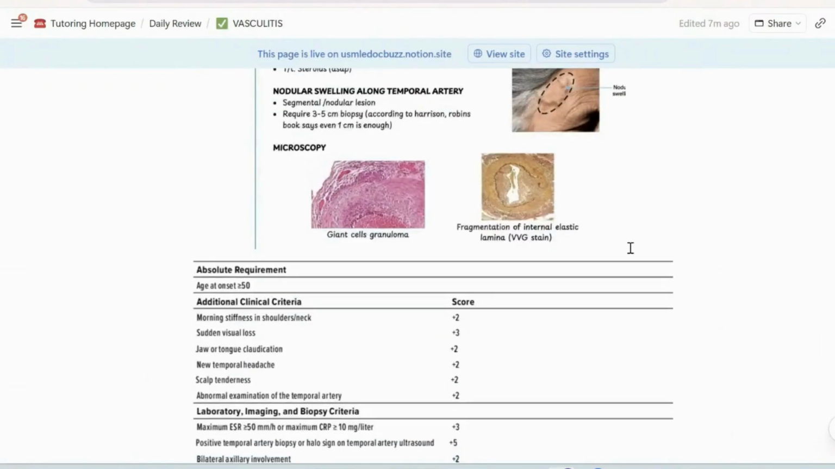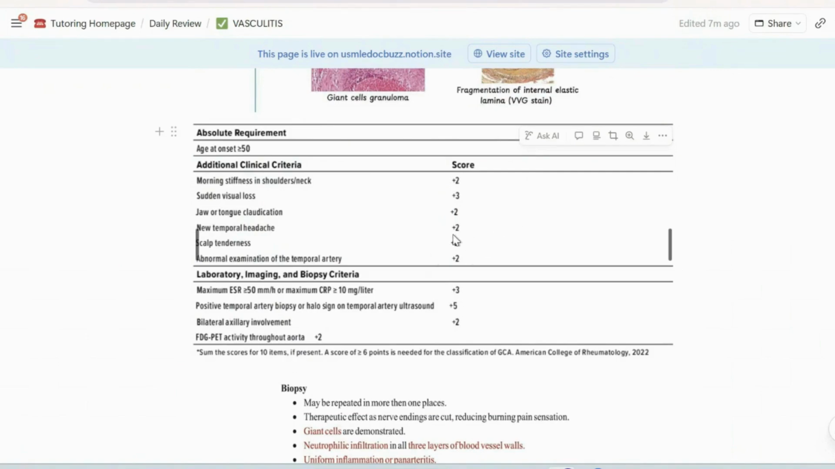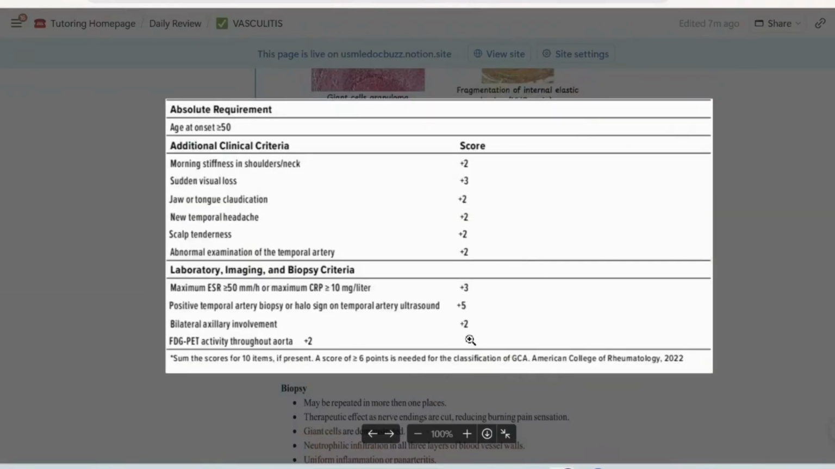Now, keep going further. Now, this is the criteria of how the American College of Rheumatology wants you to conclude the diagnosis, right? I just want you to look at where the scores are the highest, right? And how can you sort of come along to diagnose the person with GCA, okay? So let's just start here: laboratory, imaging, biopsy criteria.